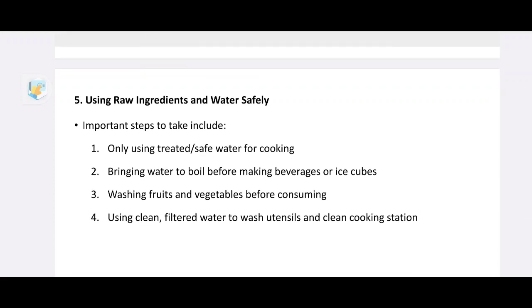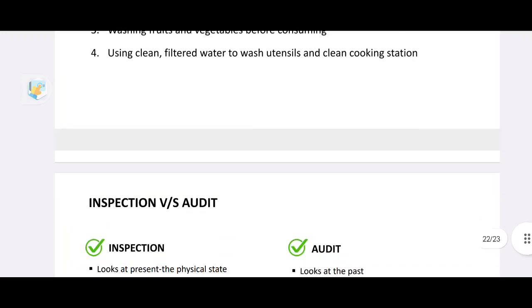Fifth one is using raw ingredients and water safely. Important steps to take include only using treated or safe water for cooking, bringing water to a boil before making beverages or ice cubes, washing fruits and vegetables before consuming, and using clean filtered water to wash utensils and clean cooking stations.